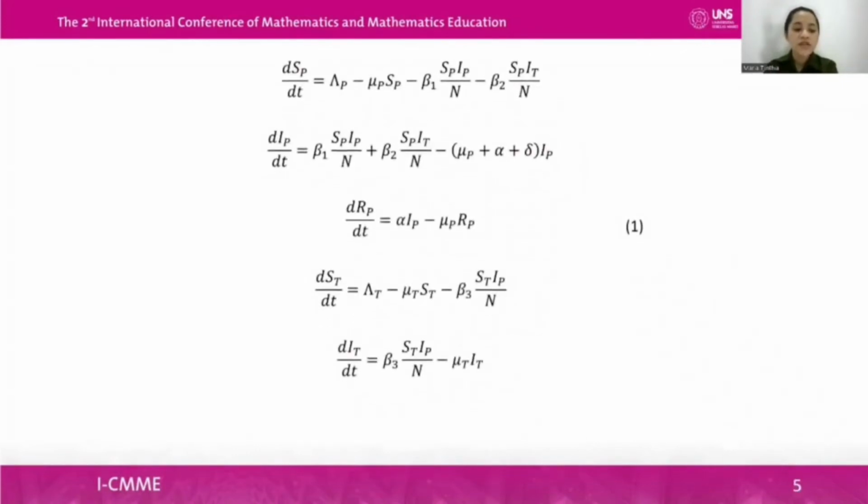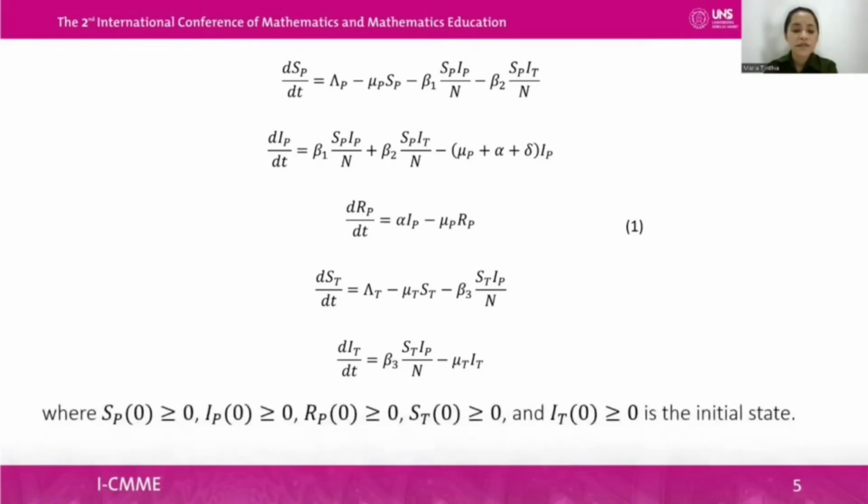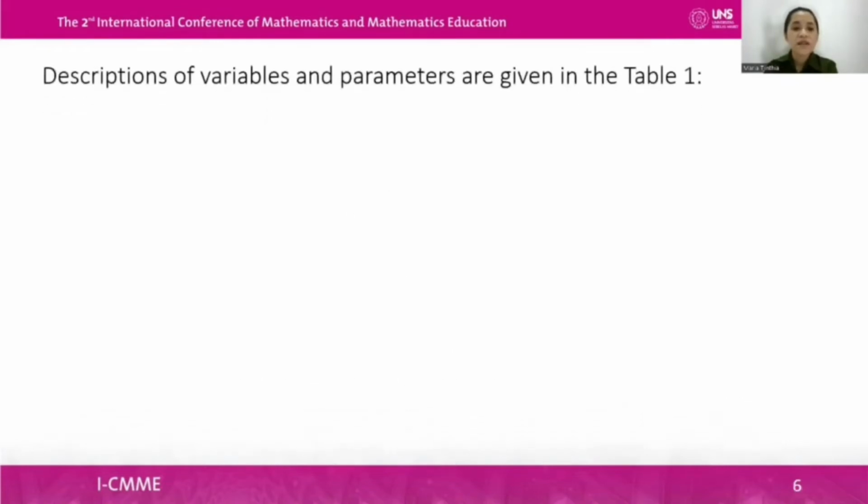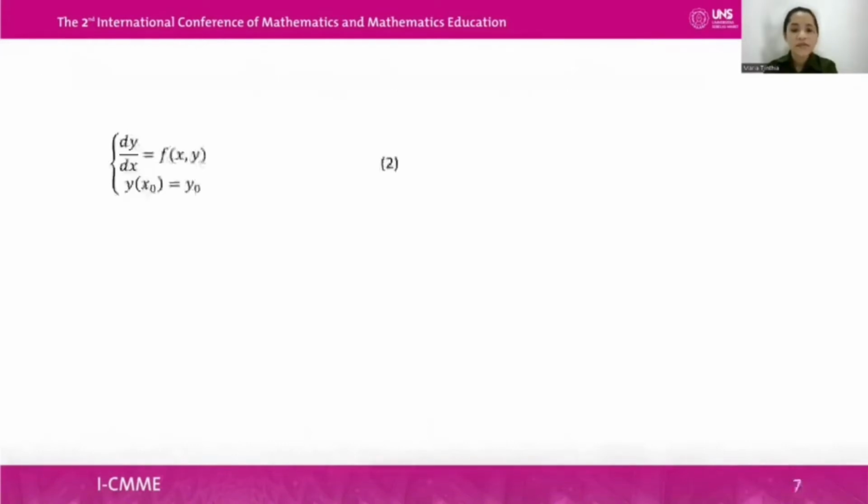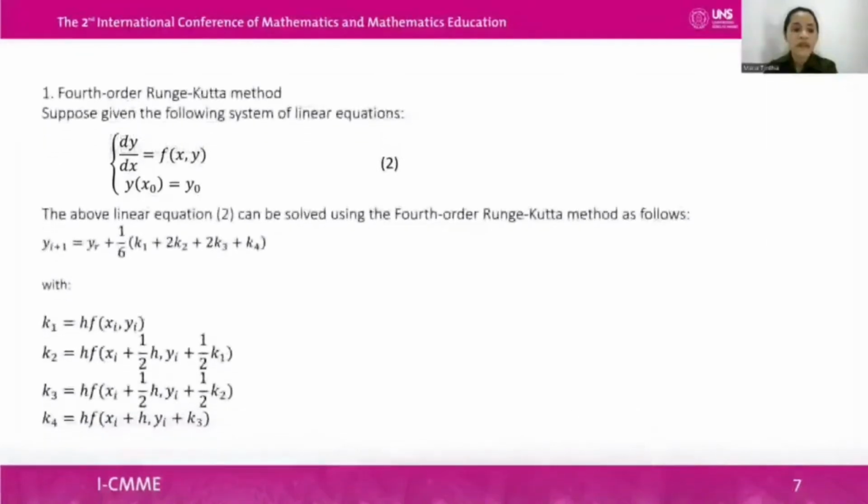Based on the image given in the previous slide, a Crc mathematical model will be created, as shown on the slide. Description of variables and parameters are given in Table 1. The solution of the Crc model will be found by comparing the error value and the accuracy rate of the fourth-order Runge-Kutta method and the Milne method.